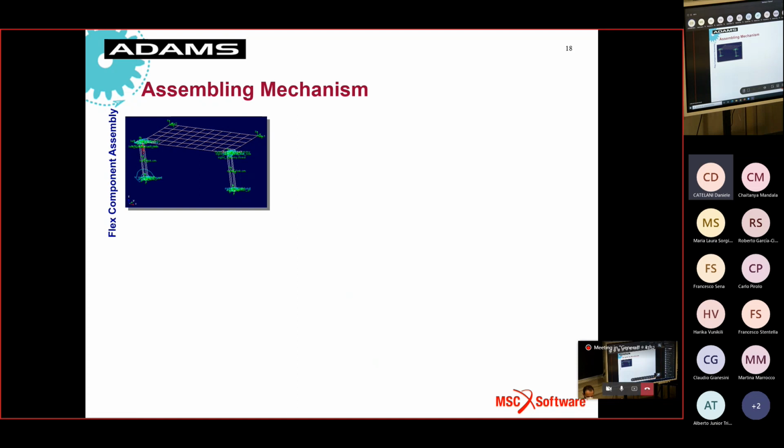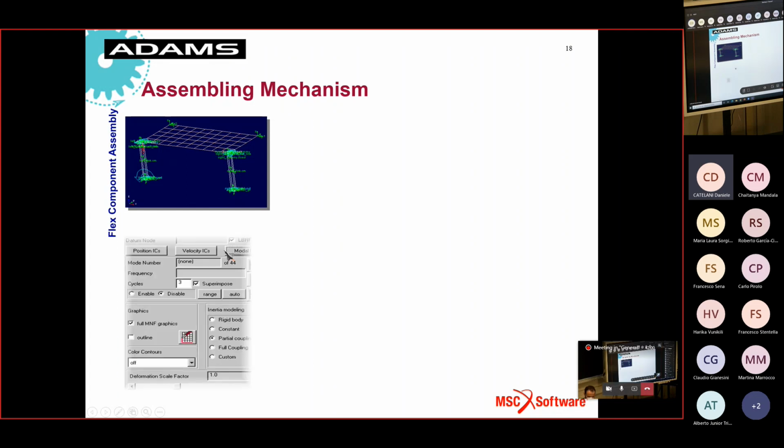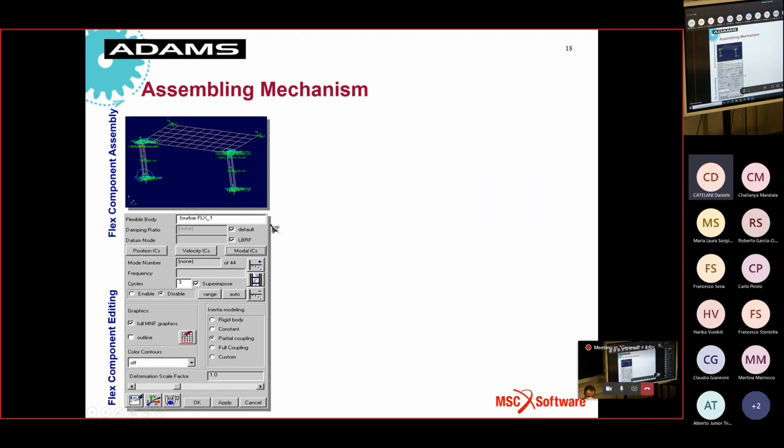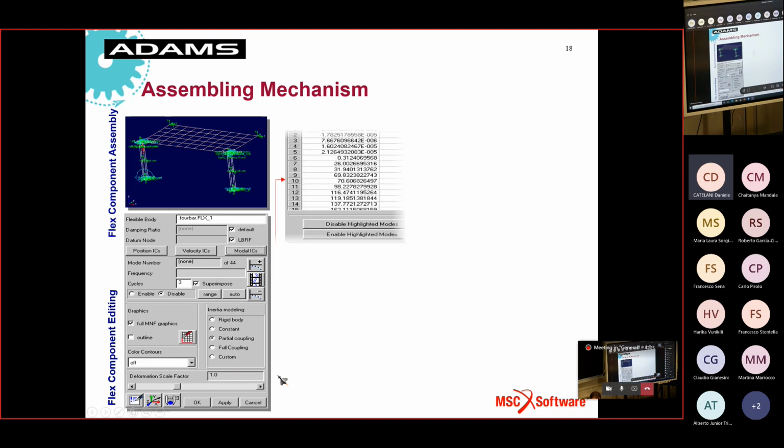Interactively, you can create a flexible mechanism with a flexible body or many flexible bodies. You have a dialog box in which you can visualize the model content in terms of numbers, in terms of animation. That is, you can also visualize the modes of vibration. You can decide the level of flexibility you want to activate, and there are other things like the definition of damping, etc.